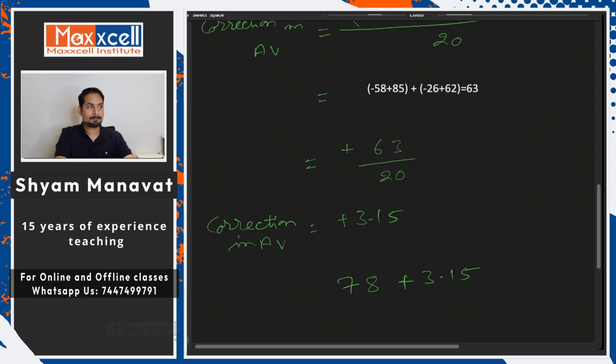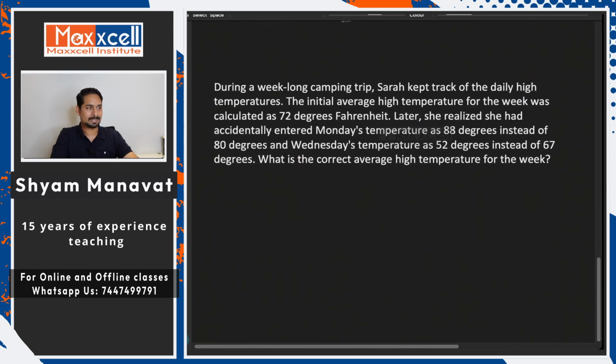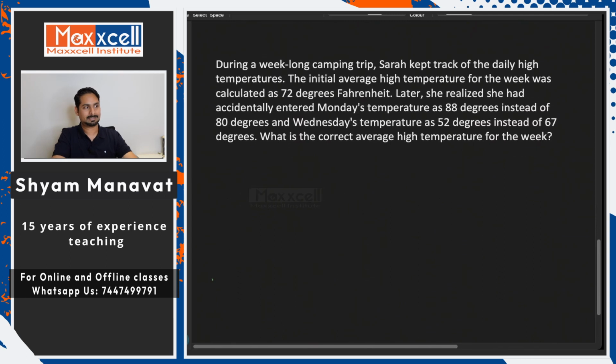Why plus sign? Because when you simplified, you got plus 63, right? So if correction in sum is positive, then you need to increase the average to correct it. Yeah, you need to add in the average to correct it. So the actual average is equal to this, which is what? 81.5. That's the actual average, right? Okay, great, very good. Let's apply the same correction in average in this question.